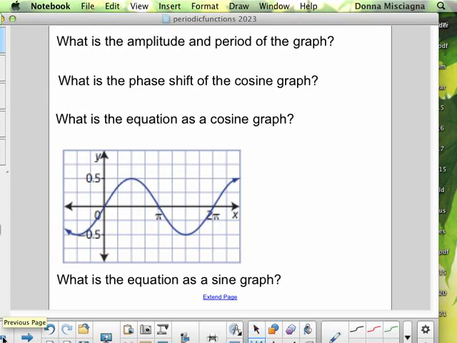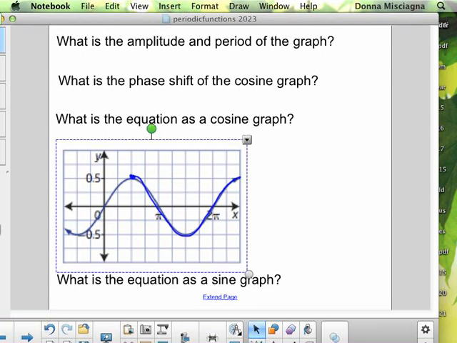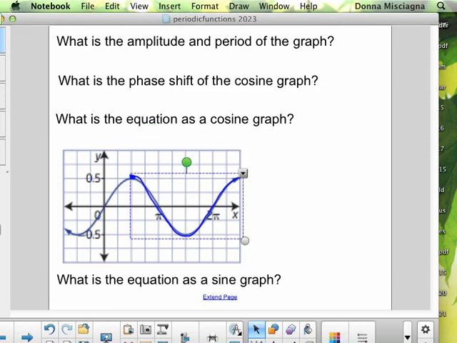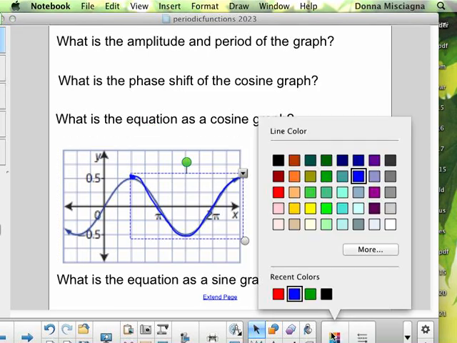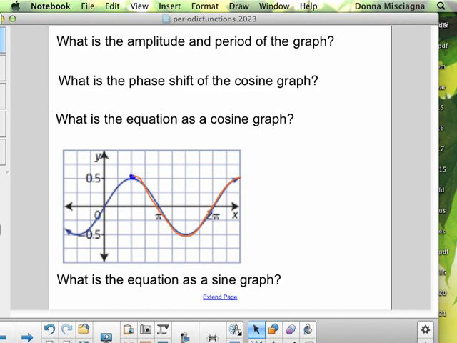All right, so amplitude. So actually, let's outline. Here, I hope you can see that okay on the blue. Let me make that another color. All right, orange it is. So this is one period of the graph.